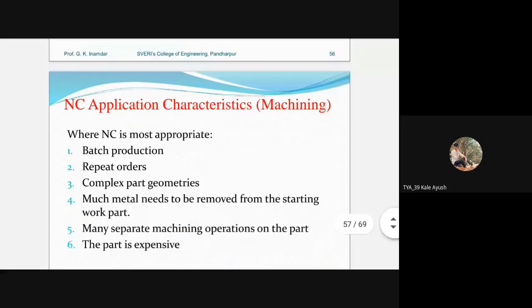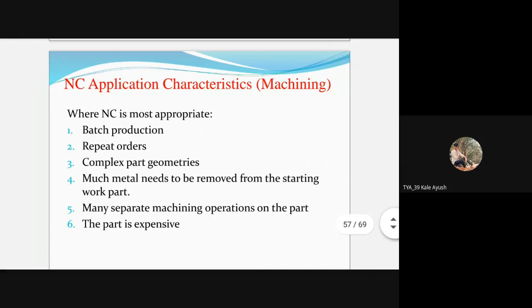NC system applications: some applications are there where the NC system is most appropriate. Batch production. Suppose you require batch production. Batch production is nothing but, for example, the manufacturing of tires, whatever the tire industry, MRF. This is included in batch production.